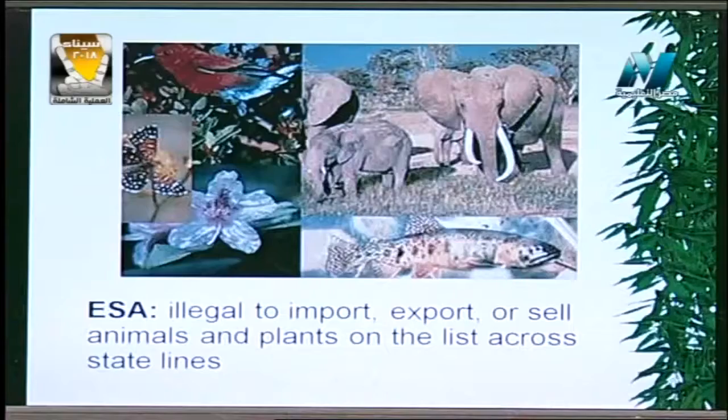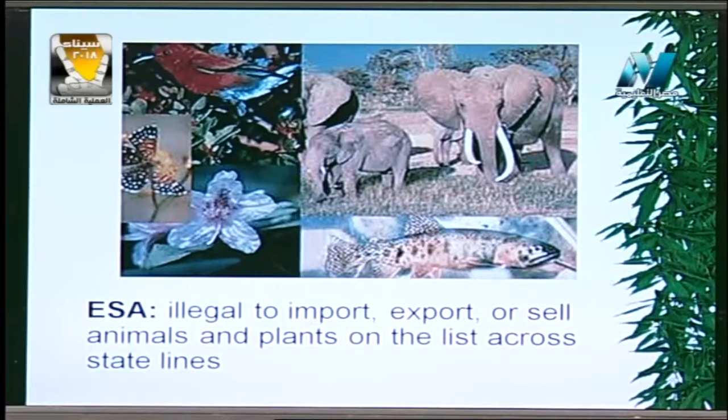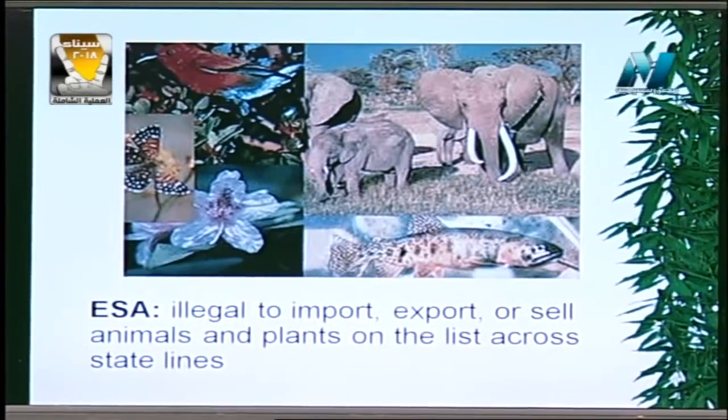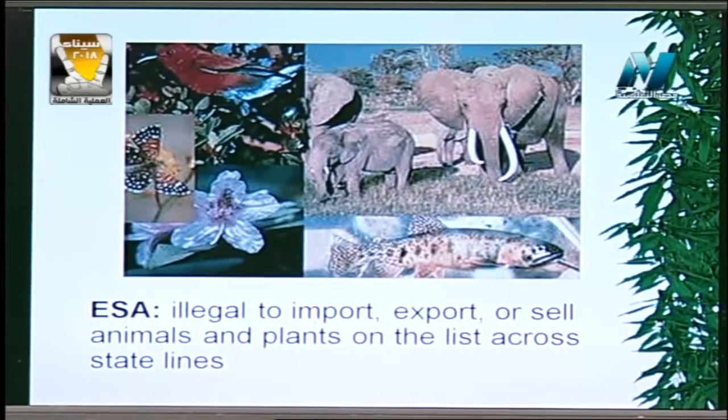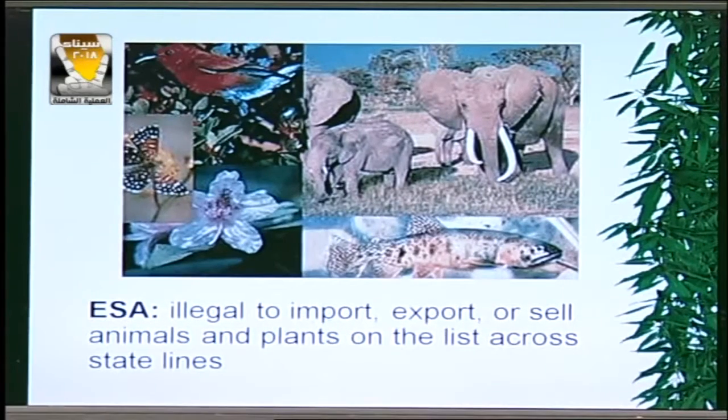Also, this act made it illegal to import, export, or sell animals and plants on the list across state lines. Actually, it is mostly in the States. They made a list of the endangered animals, and they made it illegal to import, export, or sell animals or plants on this list. And of course, every day they add to the list, unfortunately. When we say endangered here, we're talking about their numbers, which are becoming less and less all the time.